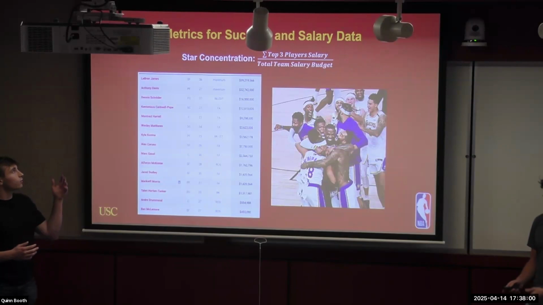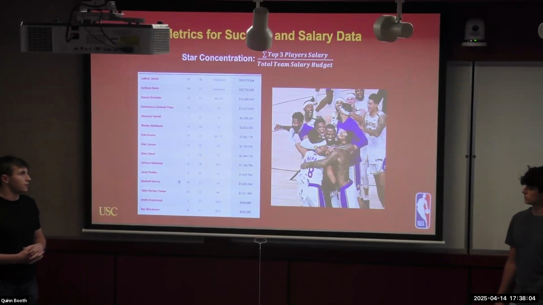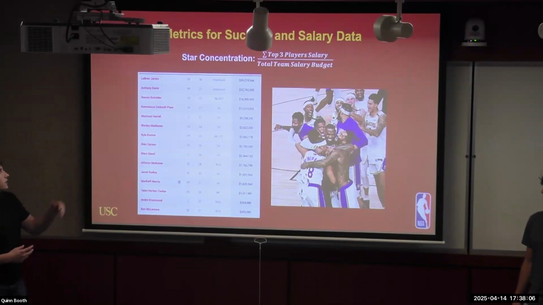This would just take the overall salary of their top three players. So for this season, the 2022 Lakers as an example, we would take the salaries of the top three players, LeBron, AD, and Dennis Schroeder, and then use that as a percentage of their total salary across all of their roster. And then we call that the star concentration.